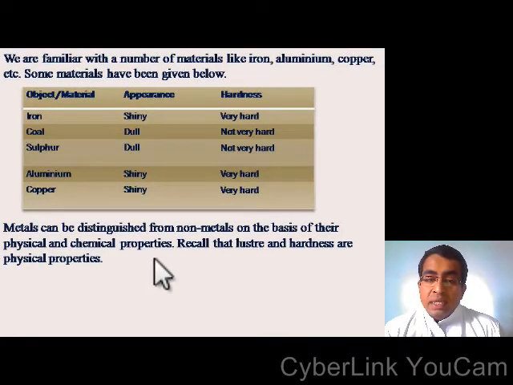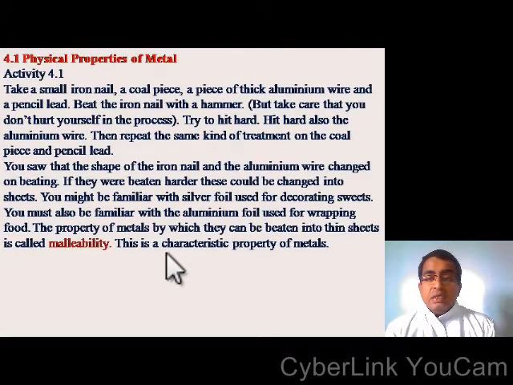So recall that luster and hardness are physical properties. So metals can be distinguished from non-metals on the basis of their physical and chemical properties. So let us see the physical properties of metals.